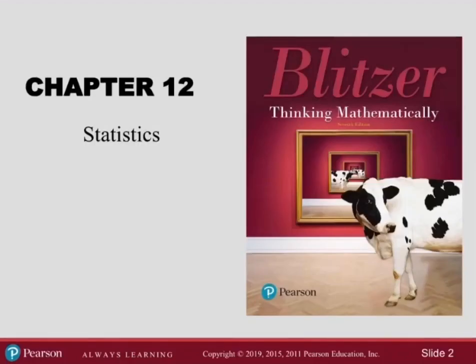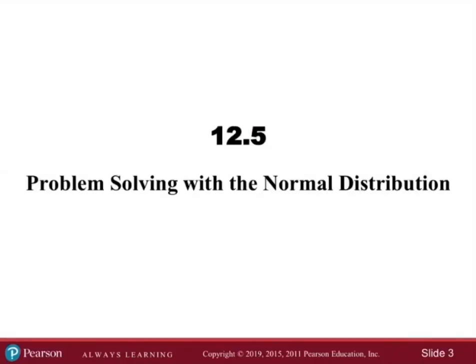So we're continuing chapter 12 on statistics, and here we're going to be working on section 12.5, problem solving with the normal distribution. Some properties of the normal distribution.